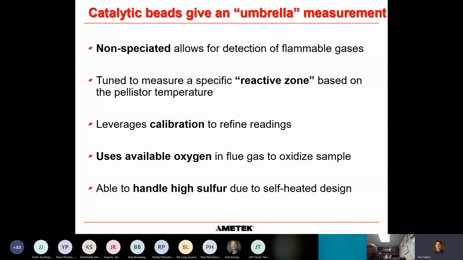So as a result of that catalytic property, the catalytic beads provide an umbrella measurement. They're not speciated for a particular compound, if you will, but they're speciated based off of reactive ranges. And you're able to measure any type of gas within that flammable gas range, zone of reactivity. And so those catalytic beads are tuned to that specific reactive zone based off of the pelistor temperature.